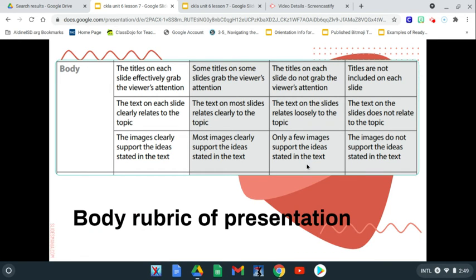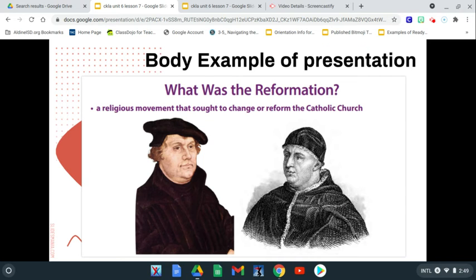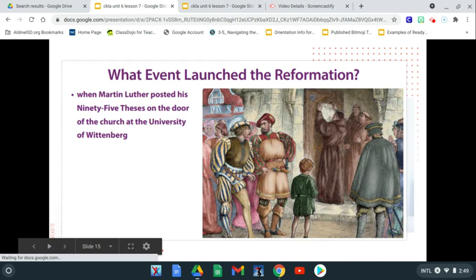Again, the body rubric shows what I'm going to be looking for in the body, just like when you're writing an essay, the body, the information, right? So the first slide is: what is the Reformation? You're telling us what the Reformation is, because if I didn't know what it was, how would you tell me, right? So now you have pictures. It's short. Remember, you're not going to have a lot of information there, just a sentence, and then you have pictures as well.